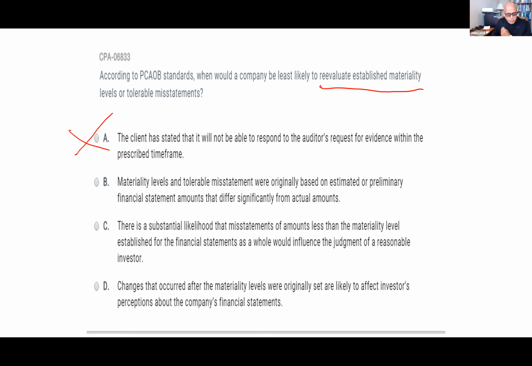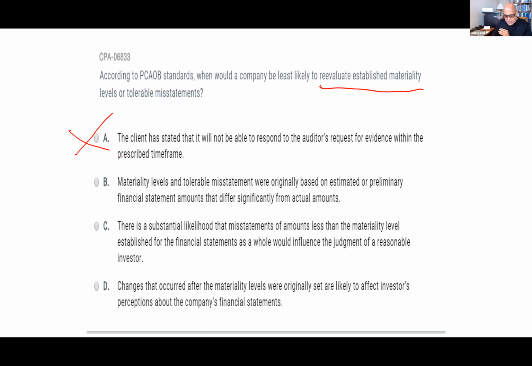B, materiality levels and tolerable misstatement were originally based on estimated or preliminary financial statement amounts that differ significantly from actual amounts. Okay, that is starting to sound like there's maybe some problems going on that I want to protect myself by lowering my materiality, but let's see if there's something else here. C, there's a substantial likelihood that the misstatements of amounts less than materiality level established for the financial statements as a whole would influence the judgment of a reasonable investor.